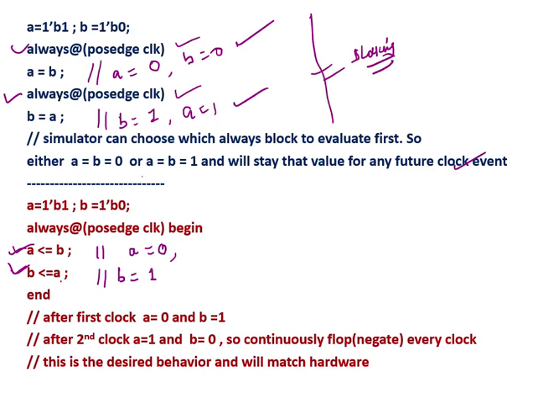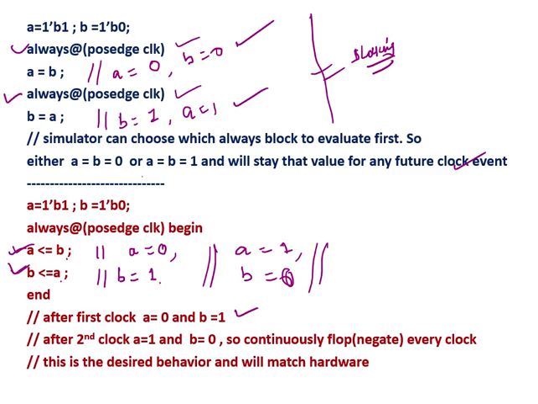So at the first positive edge of the clock, we will get a equal to 0 and b equal to 1. Correct? When the second positive edge comes, what happens? The b value is now 1, it has been changed to 1. So a equal to b means the 1 of b will be assigned to a, so a equals 1, right? And what is the b value? b equals a, and a is already 0 from the first clock edge, so b will be 0.